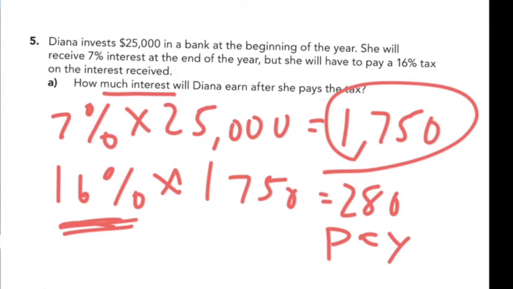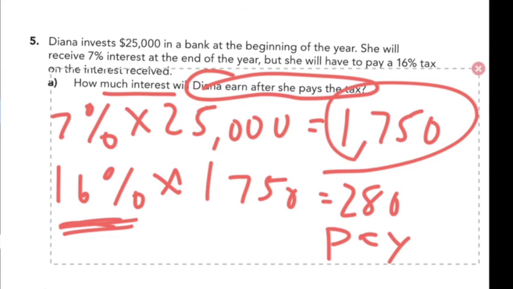It says how much will she earn. So what I would need to do is take the $280 and subtract it from the $1,750, and that'll give me my answer. But there's actually a little bit of a better way to do this. Let me just erase some of this.